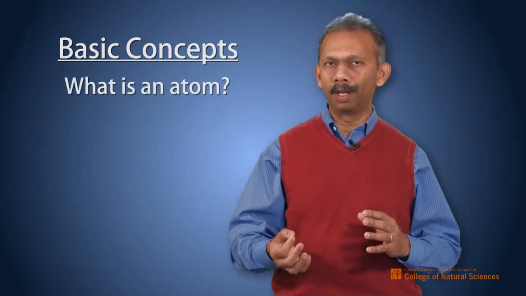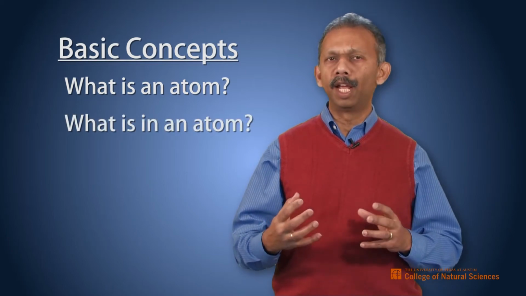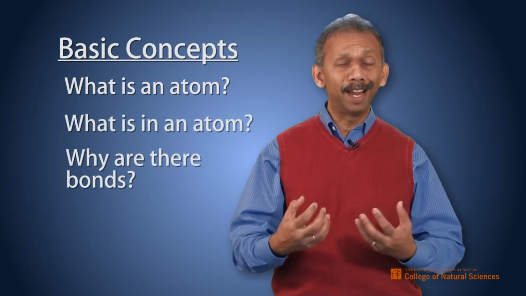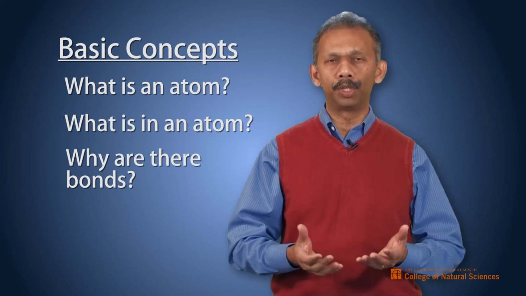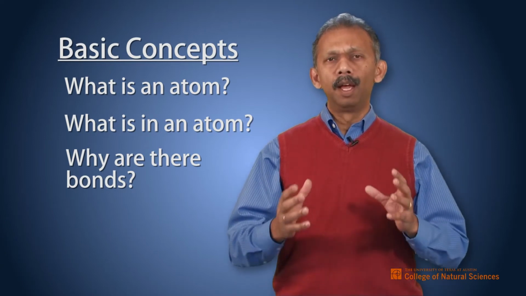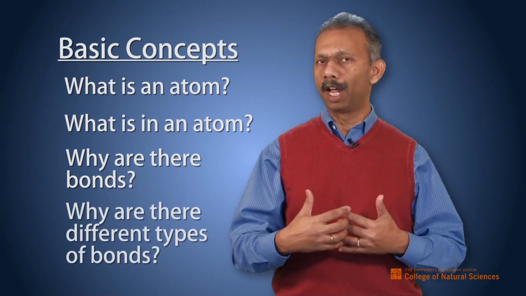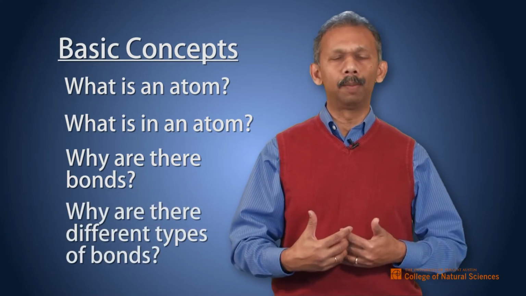Okay? Once you understand that basic concept of what an atom is and what the components of the atom are, and then why they make the bonds to maintain that full valence orbit, that is the outermost shell of the atom, you will understand why they make different types of bonds to keep the stability.